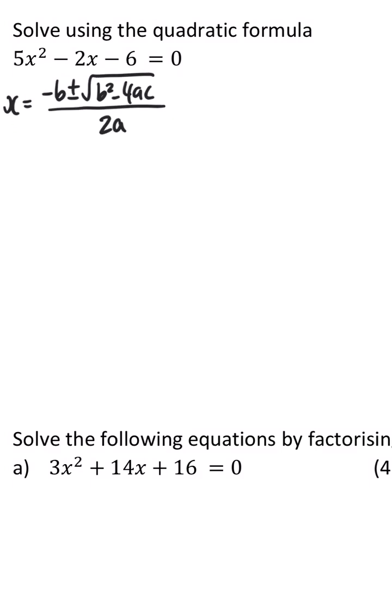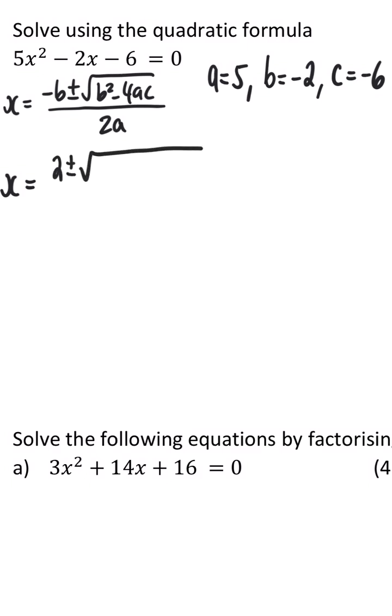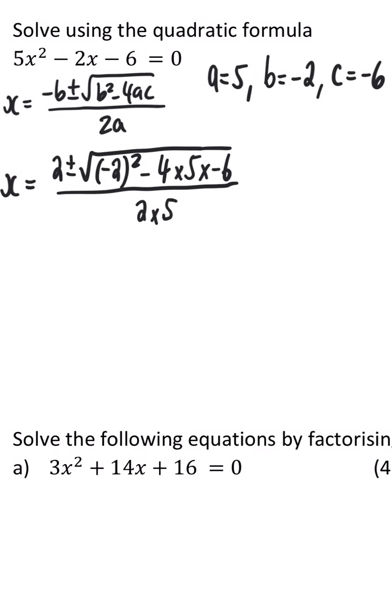Next step, we write down a, which is 5, the x squared coefficient, b is negative 2, the x coefficient, and c, the constant on the end, is negative 6. We substitute in. x is equal to negative negative 2 gives me positive 2 plus or minus the square root of b squared minus 4 times a times c all over 2a. So I've substituted in a, b, c.